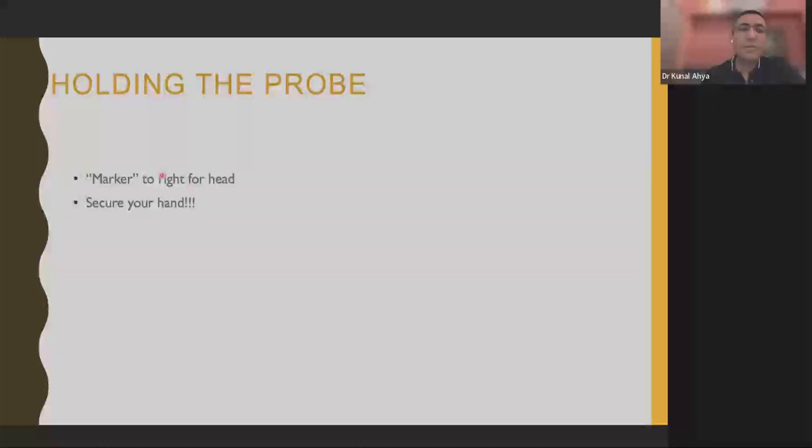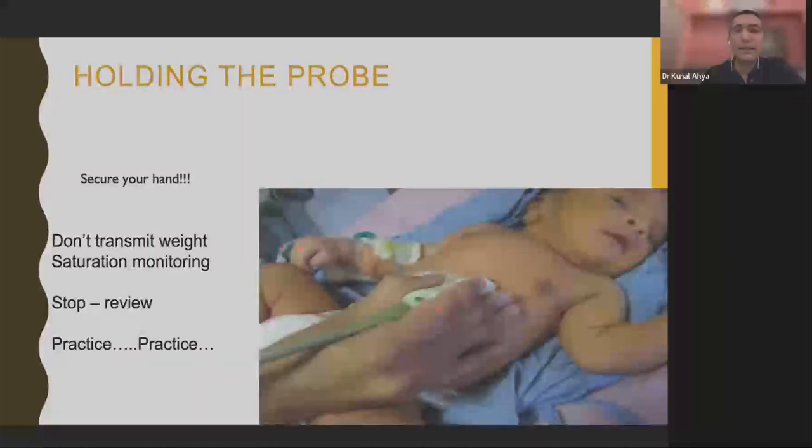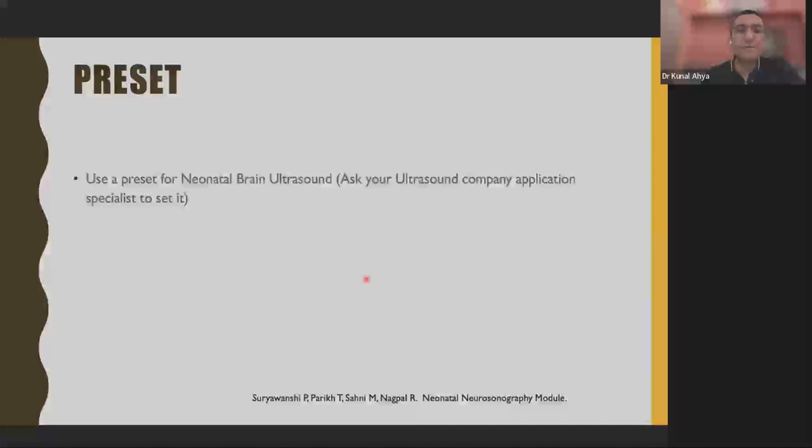So how do you hold the probe? You put the marker on the right side of the head or anteriorly, and you will have to secure your hand also properly. So how do you secure your hand? You will hold the probe like a pen with two fingers, your index finger and the thumb, and the three fingers rest on the head. But be very careful, because you should not be putting your fingers over the eyes, or applying too much pressure. The baby might get irritated, and if the baby is irritated, there can be desaturations also. If that is happening, then you will have to stop and review at a later point. And if you keep on practicing and can do it very gently on the baby, the baby will not get very irritated.